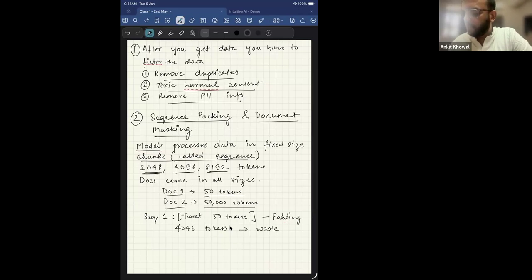Now if you have to feed doc 1 or doc 2 to the model, there will be a problem, because if you just feed doc 1, some space will be wasted. The model can take in this many tokens of data, and you have just 50 tokens. So you take the 50 tokens, let's suppose it is a tweet, and then you pad the remaining 4046 tokens. Similarly, if doc 2 is there, you split the document and put it in, and some space might be left over there as well. To handle this, what we do is sequence packing.